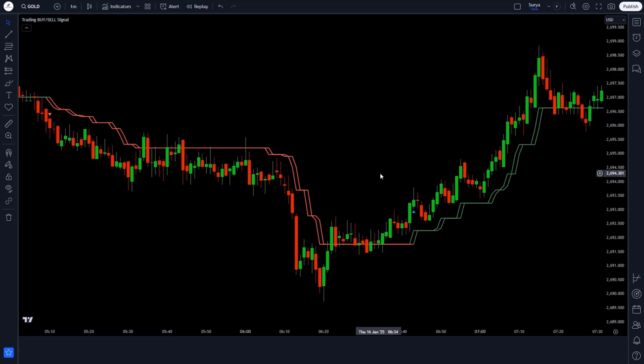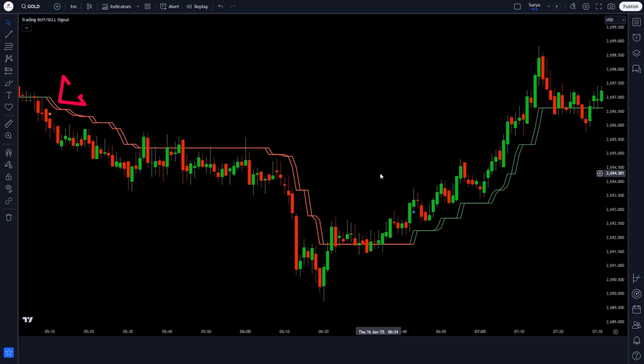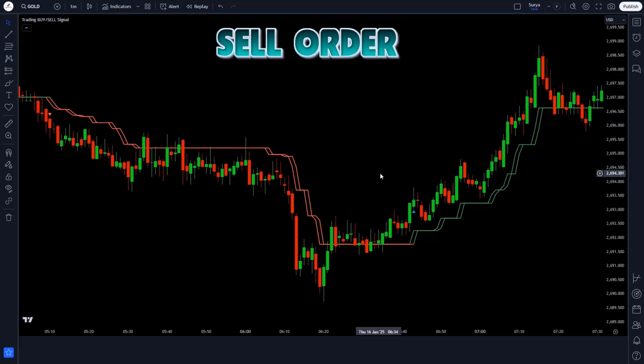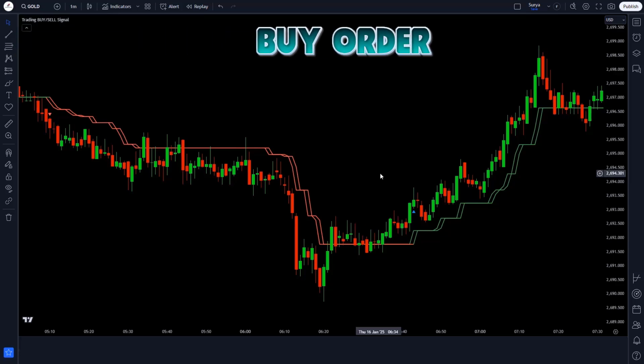First, understand this indicator and how it works. Here, these red and blue colored arrows are called the Trend Buy Sell Signals Indicator. When the Trend Buy Sell Signals Indicator forms a red arrow, and the market forms a bearish candle, we have to take a sell order. And when the Trend Buy Sell Signals Indicator forms a blue arrow, and the market forms a bullish candle, we have to take a buy order.